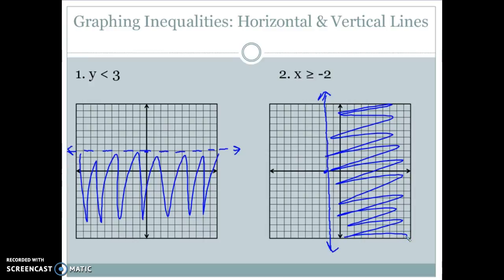And that's all we have to do for inequalities. So you graph it like normal. You ignore your inequality symbol until you've already got it graphed, and then you decide whether it's a solid or a dotted line, and then you have to pick which side you shade on.